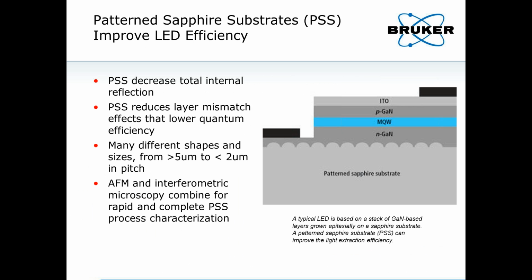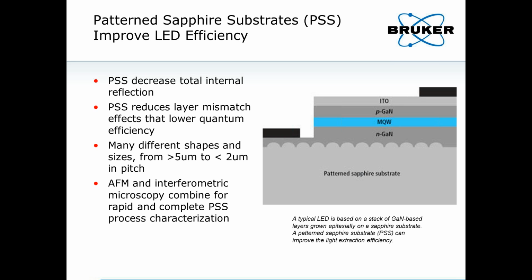One critical application for the AFM is pattern sapphire substrates. Pattern sapphire substrates are increasingly being used by LED manufacturers for efficiency improvements. What the PSS does is it decreases the total internal reflection of the device, allowing for higher efficiency. It also reduces layer mismatch effects that lower quantum efficiency.